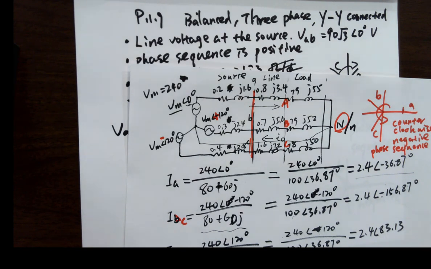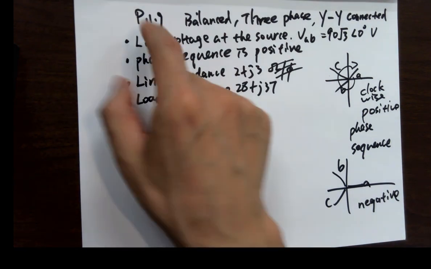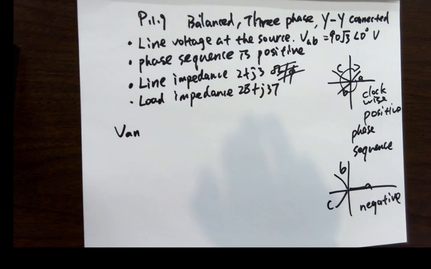If it didn't tell you the source impedance, you cannot assume a source impedance, right? That's why we have to cover this, otherwise it's super confusing. So for this specific problem, 11.9, there's no source impedance. There are just two impedances on the line: line impedance and load impedance. That's it, which is totally okay.